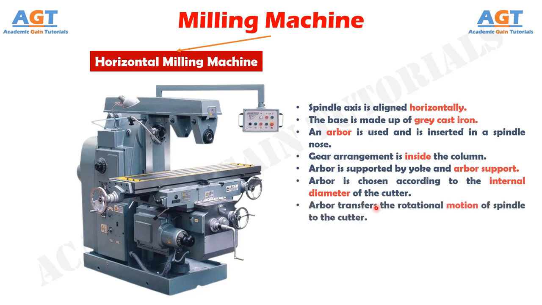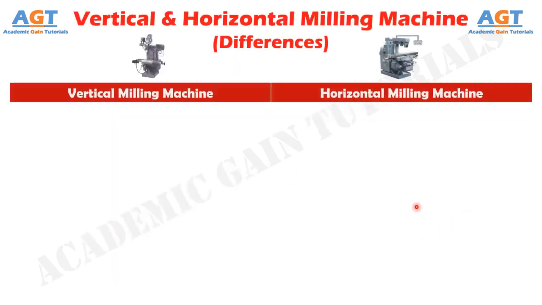Arbor and spindle both are different. The arbor is an extension and is fitted inside the spindle and it transfers the rotational motion of the spindle to the cutter. This type of machine gives us an excellent finishing and the cutting chips are removed easily. So, what are the main differences between horizontal and vertical milling machine?